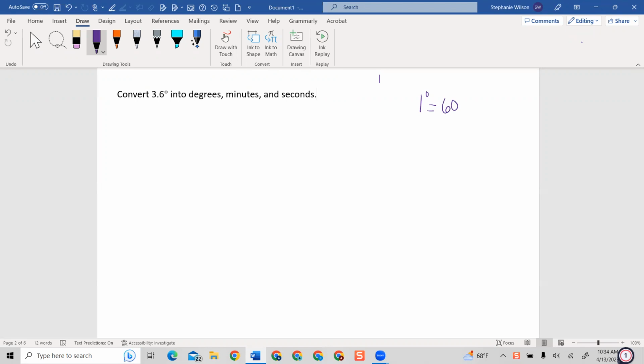Instead of writing MIN, we're going to put 1 notch. We know that 1 minute is equal to 60 seconds. And instead of writing SEC, we're going to put the 2 little notches here at the top. Okay, so now that's notations and what we know. Now let's come over here and do some converting.